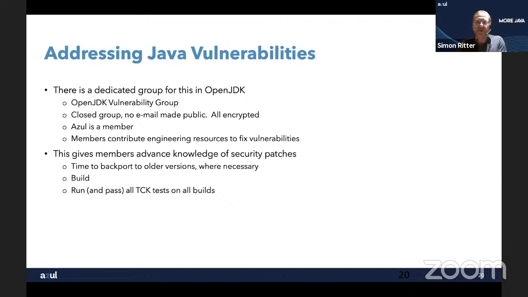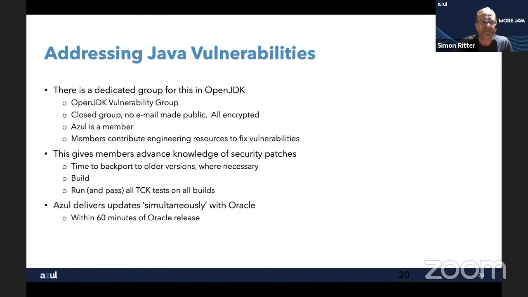They go and try and find machines that haven't been patched. If people have to wait until Oracle release the update with the changes to the source code, then it takes time to do the backporting, it takes time to do the building and the testing, and there's a big delay. By having the people involved in the vulnerability group, it means that they know what's coming. They have time to do the backporting where necessary, the building, and the testing, the TCK, and make sure everything is ready so that when Oracle release their update, they can release their update fairly quickly after. That way there's a minimal gap in terms of how long you have to wait.